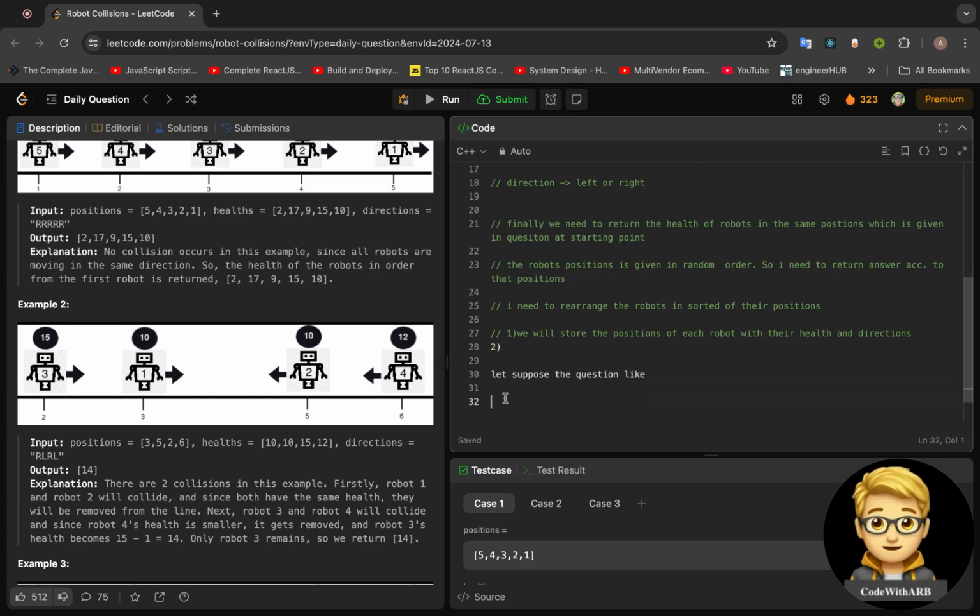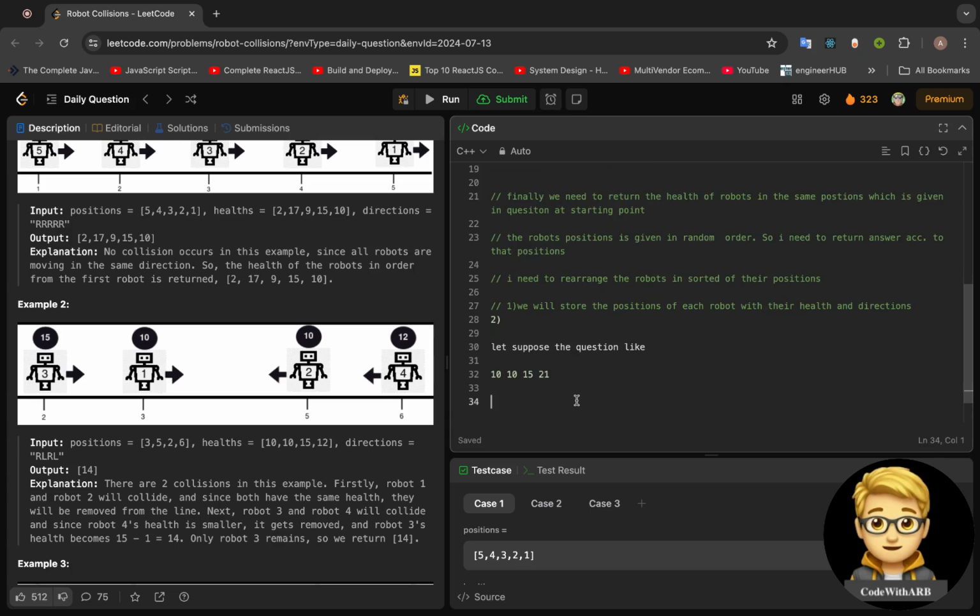The robots are given and their health is given, right? Their position is not given, only health is given. In this case 10, 10, 15, and 21. This is the first robot, this is the second robot, this is the third robot, and this is the fourth robot, right? We will see that there is no position, only their health is given.